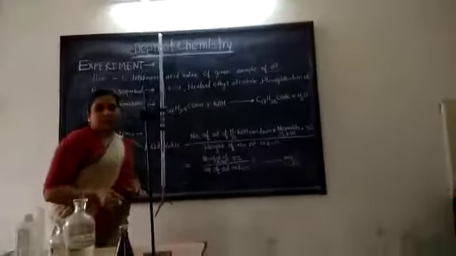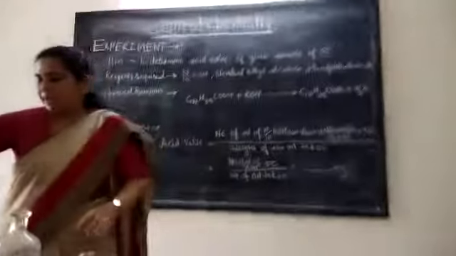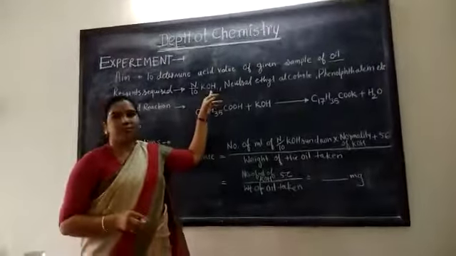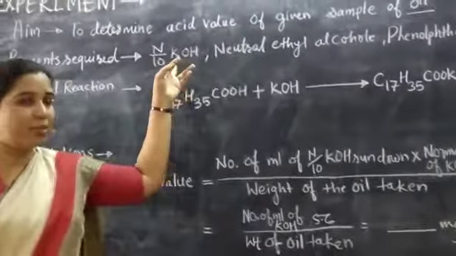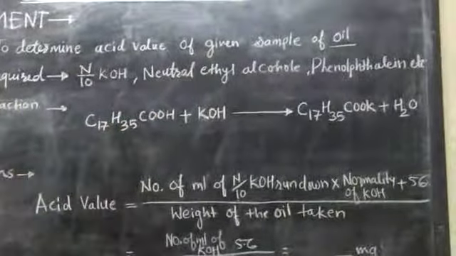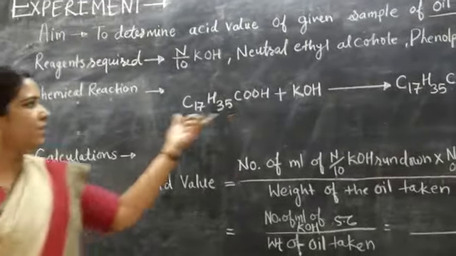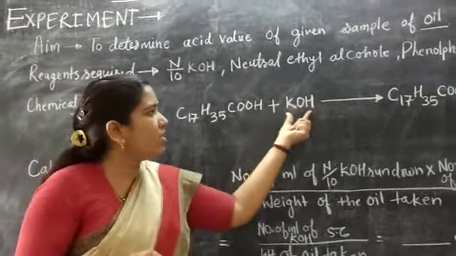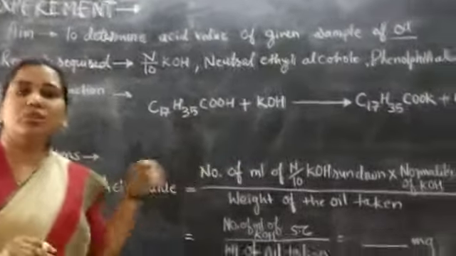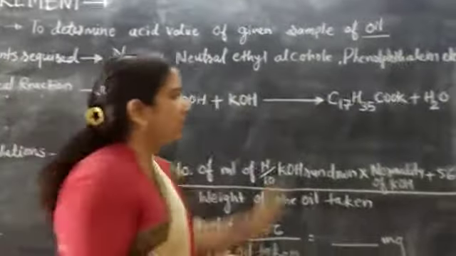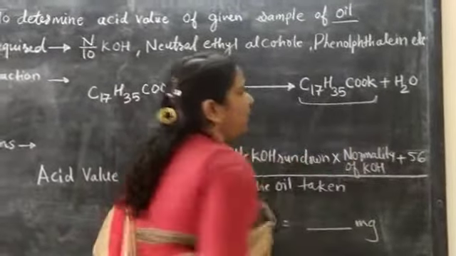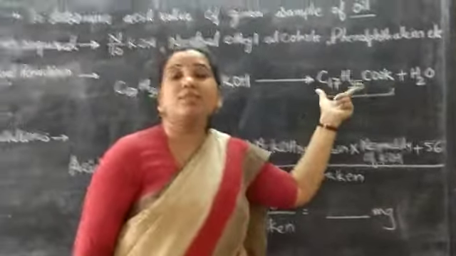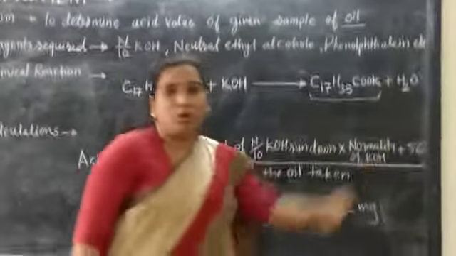Now we will move toward the calculations. In calculations, the reagents required are N/10 KOH, which we have already seen is 0.1 normal, neutral ethyl alcohol and phenolphthalein indicator. Now how does the reaction occur? Whenever such fatty acids are present in the oil, when KOH comes down dropwise through the burette, there is a formation of the salt of this fatty acid, that is potassium stearate. This particular 17 membered carbon chain is there, and removal of H2O.